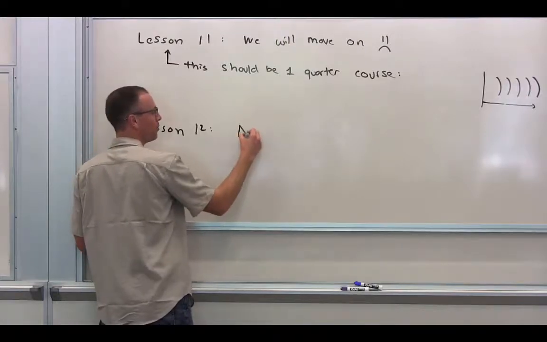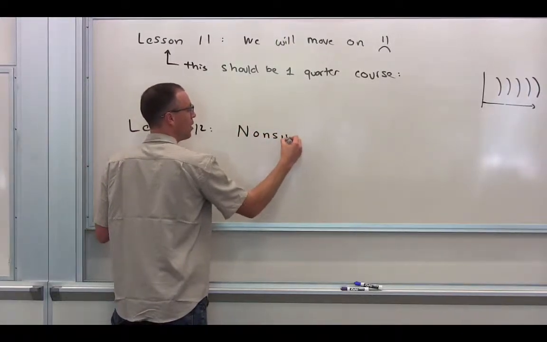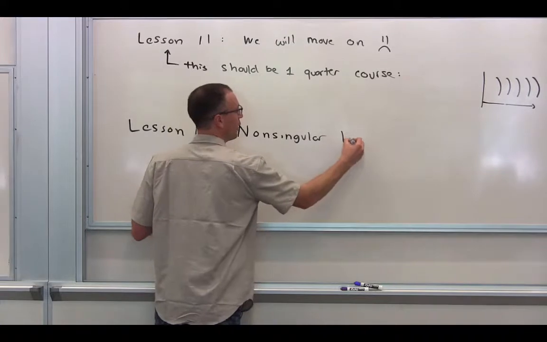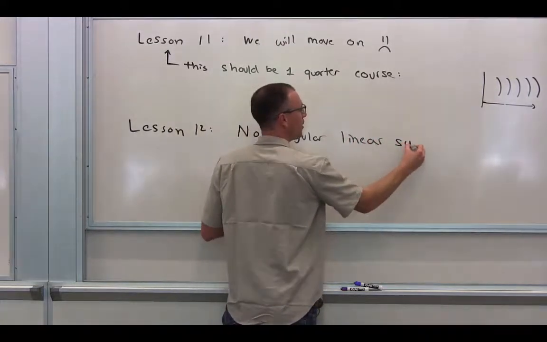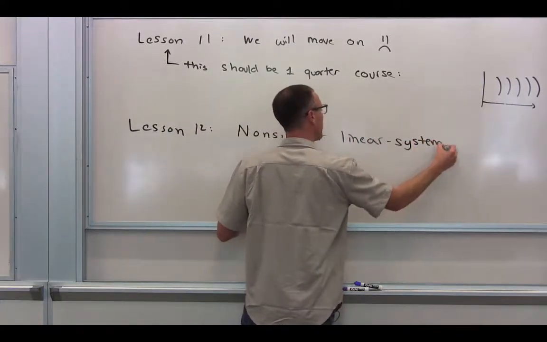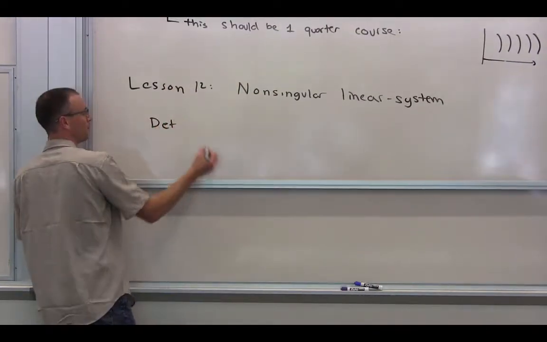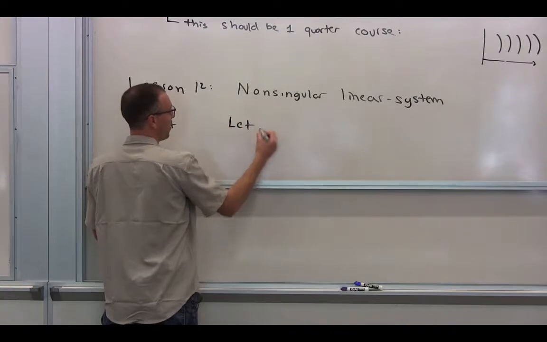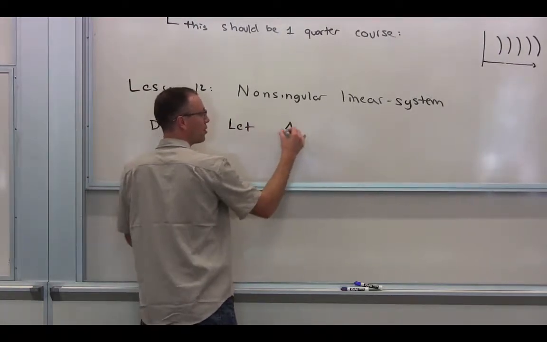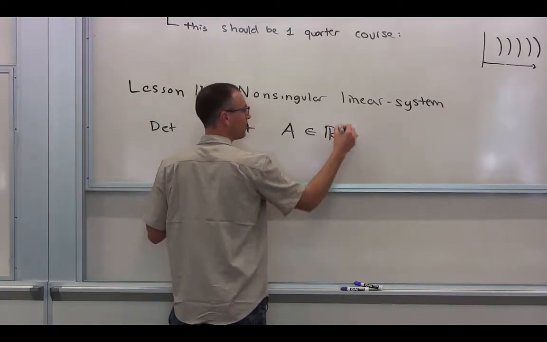What was lesson 12? Non-singular linear systems. Huh. Doesn't that seem so random? I wonder if you could state what a non-singular linear system is. Yeah, so what do we need to define a non-singular linear system?